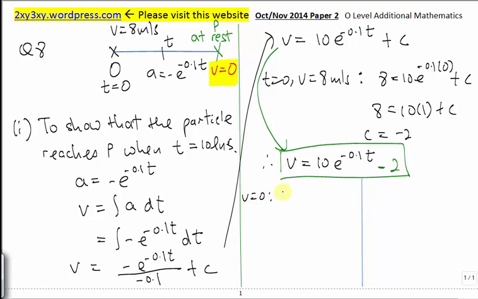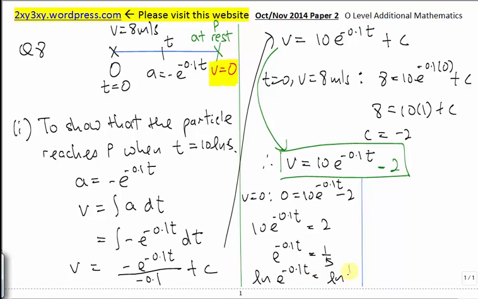v equal to 0, so 0 equals 10e to the power of negative 0.1t minus 2. So 10e to the power of negative 0.1t equals 2. Try to make e the subject of the formula. Then we ln both sides. This power, based on the law of logarithm, can be brought down. ln e is 1. So t will be equal to, bringing the negative 0.1 over, negative 10 ln 1/5.